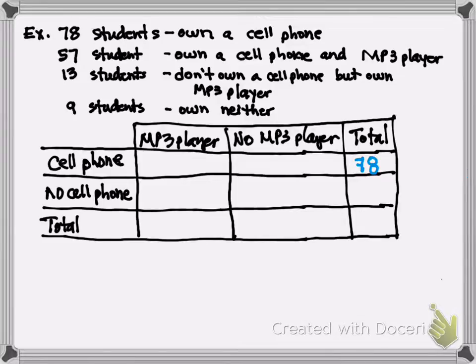Where would 57 go? So we have an intersection of cell phone and MP3 player, so that's going to be your 57. Okay, where would 13 go? No cell phone, but own the MP3 player. So it'd be in that first column. So that would be your 13. And where would the 9 go? So where the intersection of no and no is.